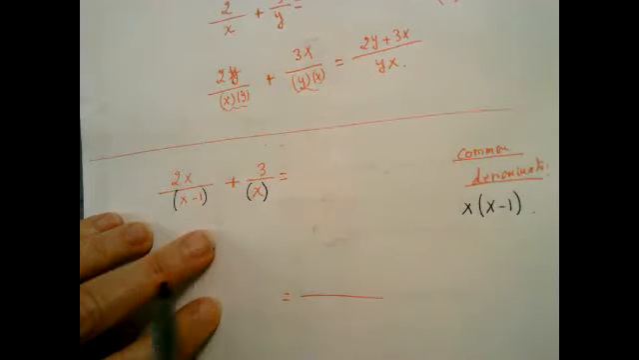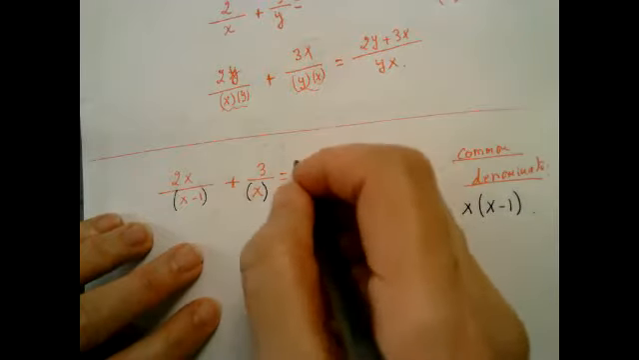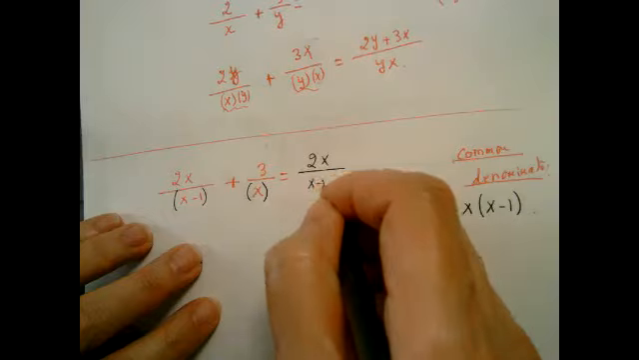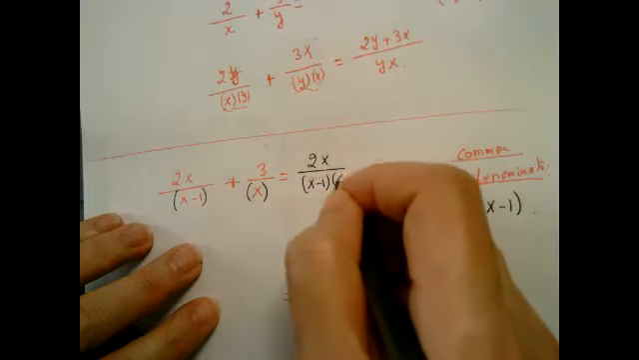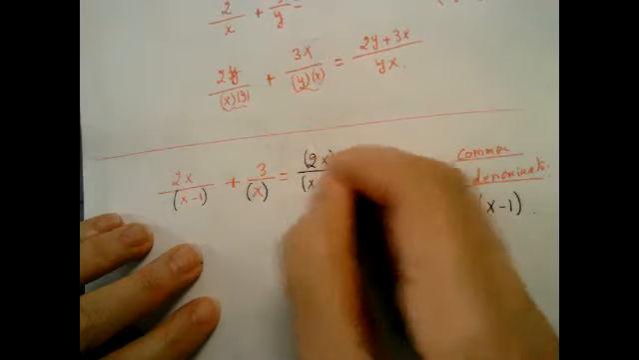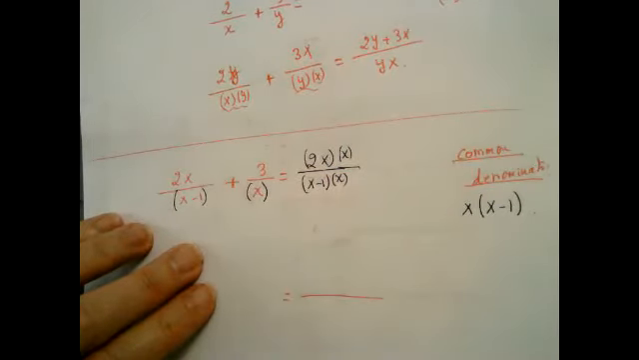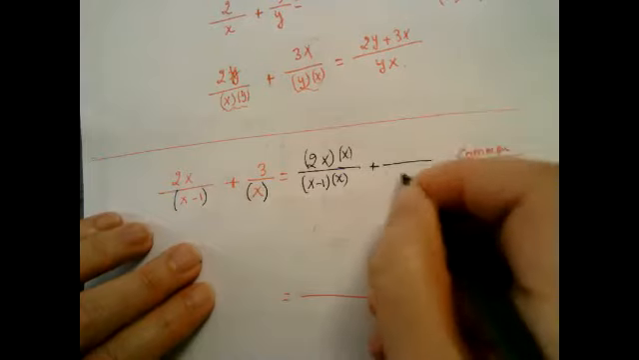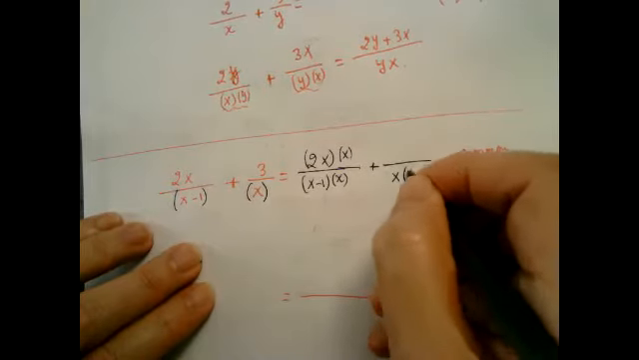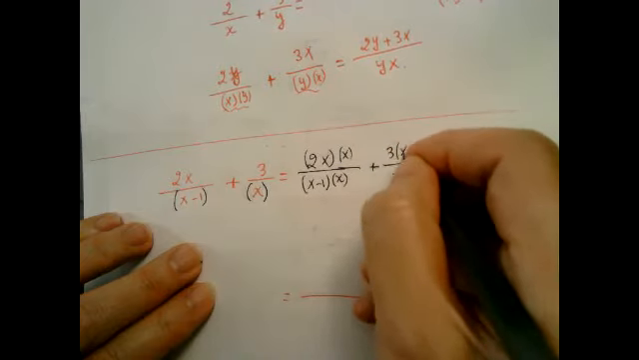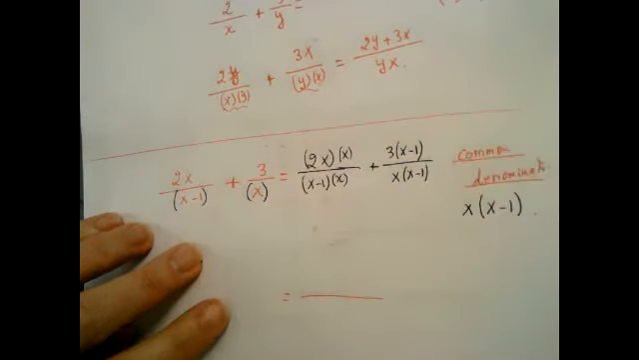So let's see, this will give me what? To find a common denominator, what do we have to do? This is x minus 1. It has to be multiplied by x. It means the numerator will have to be multiplied by x. Plus, again, this x we have to multiply by x minus 1. It means my numerator will have to be multiplied by x minus 1.